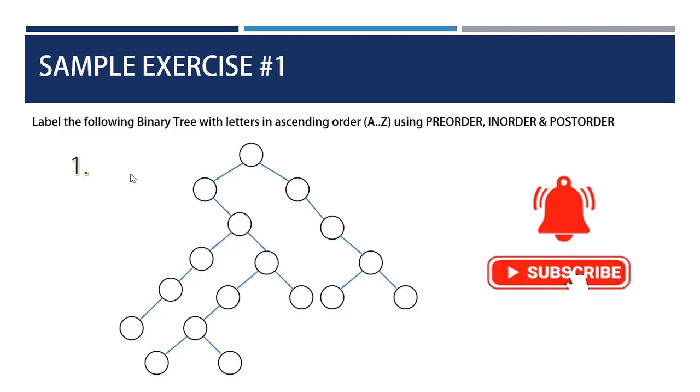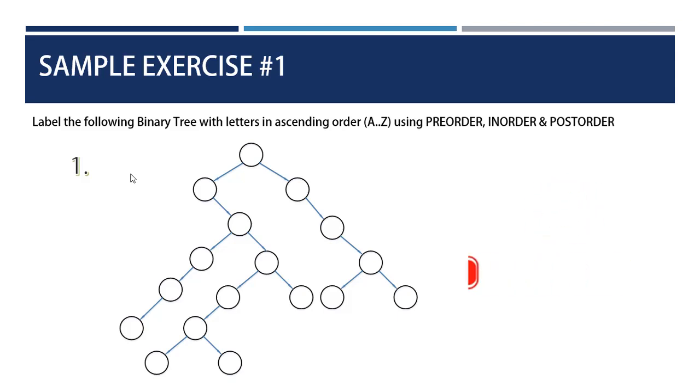Okay, so for our much more complicated exercise for a binary tree traversal, we have here a sample binary tree. What we'll have to do is label the following binary tree with letters in ascending order, using A to Z in preorder, inorder, and postorder. So we'll use this tree.